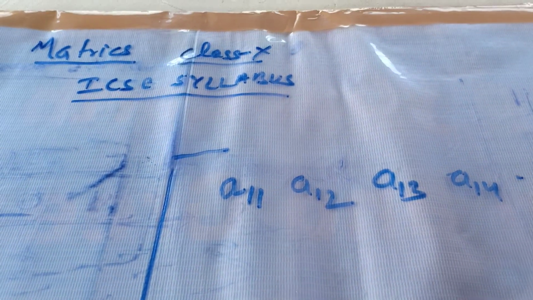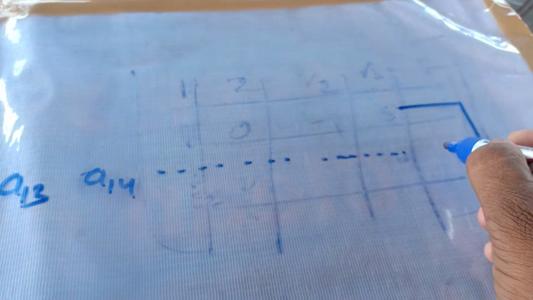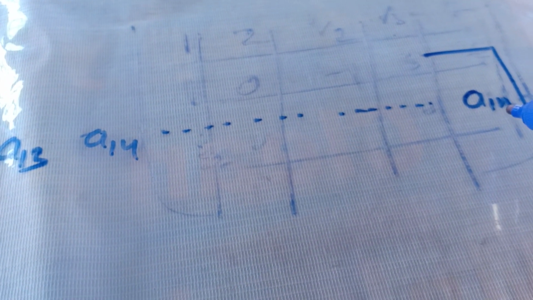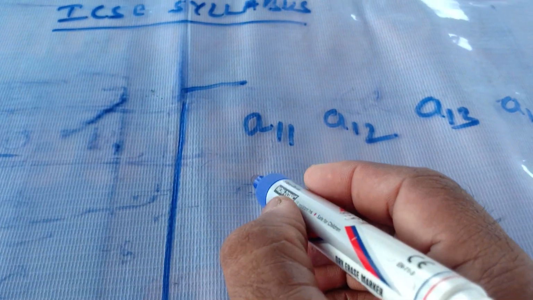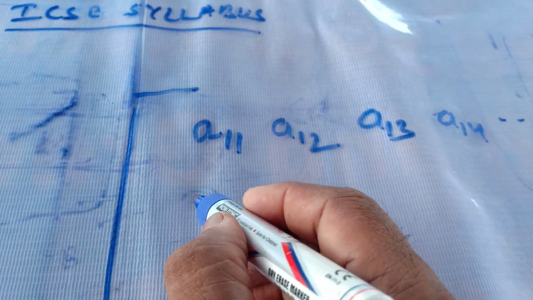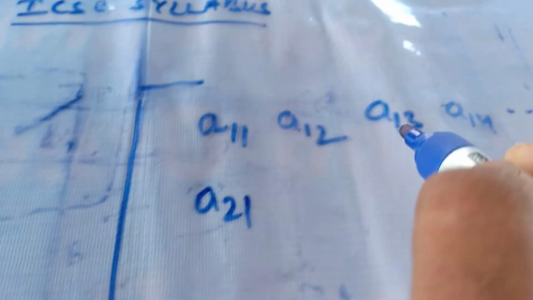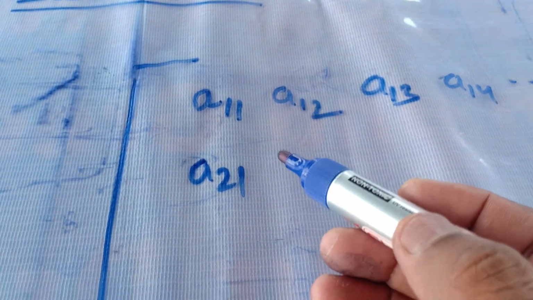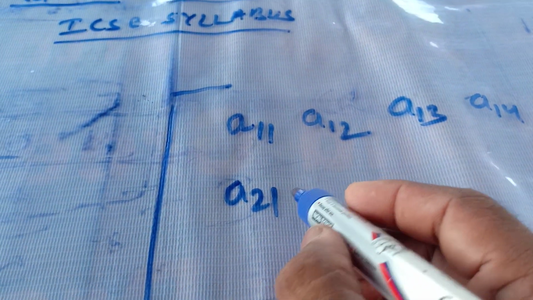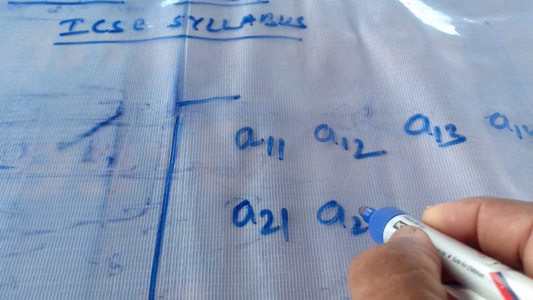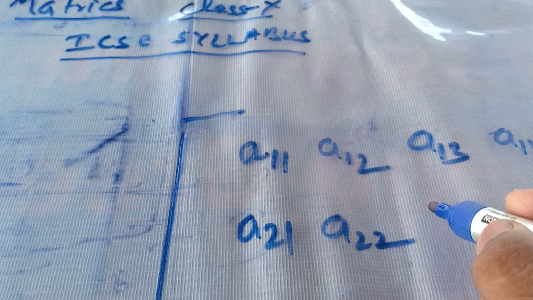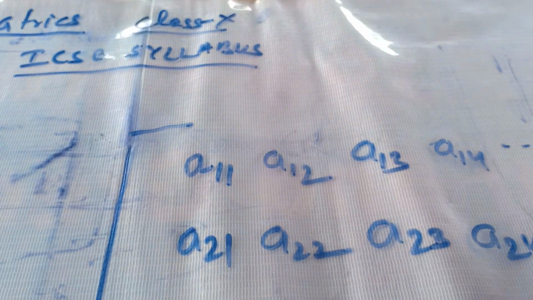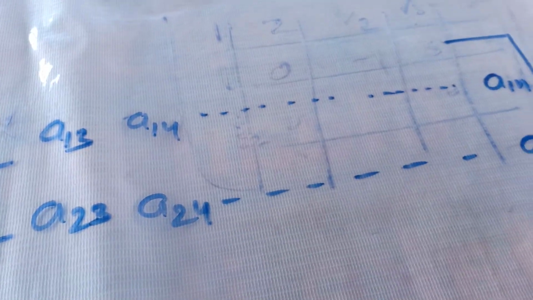Similarly, you can continue. Suppose there are n elements. a1n means first row and nth column. Similarly, coming down to the second row, either you take another symbol, b1, b2, or otherwise you take a21. If you take b also, b21. But it is not required to take a different symbol. So a21, a22, that means second row, second column. a23, second row, third column. a24, second row, fourth column. Continue like that. The last one, a2n.